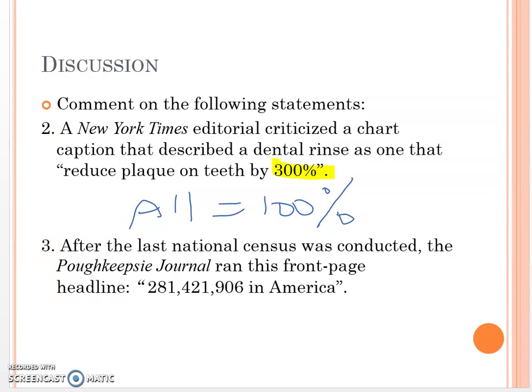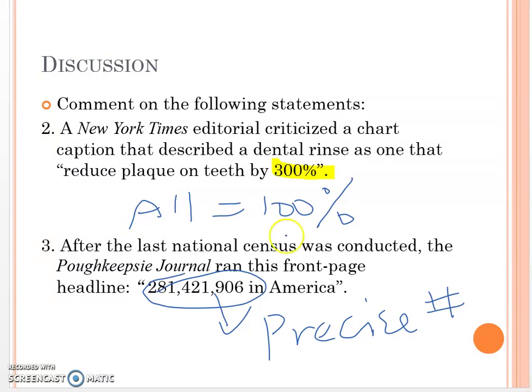Okay. Next one, a headline with this amount of people in America. This is a precise number. The precise number can only be an estimate, not going to be accurate.